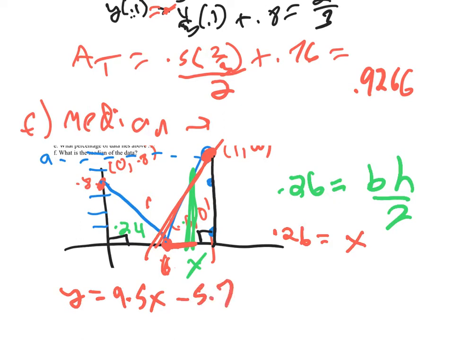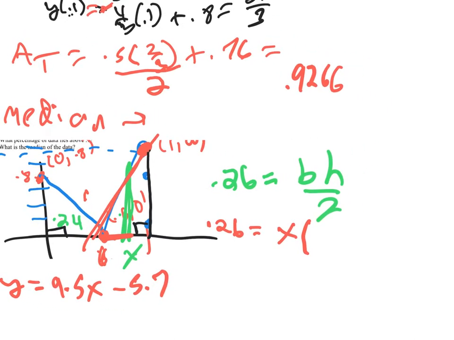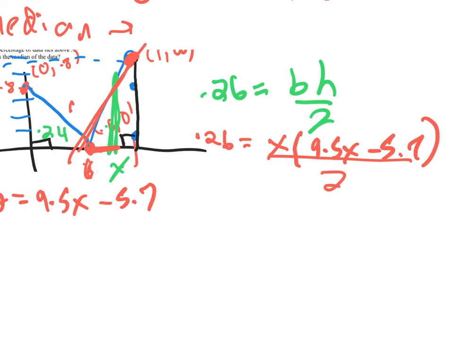So guess what the height is? You're going to hate this. That itself. It is, yeah. 9.5x minus 5.7, all divided by 2. How do I get rid of the divide by 2? You can, after you foil the x, you can do it. Well, it's not foiling, that's just a distributive, right? Can I multiply both sides by 2 right now and get rid of this pesky fraction? What is 0.26 times 2?